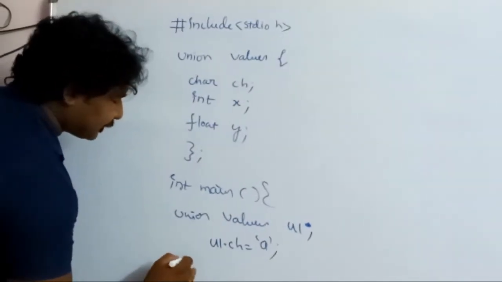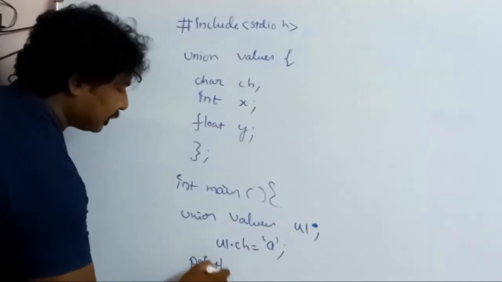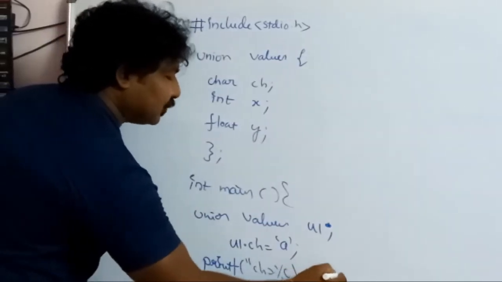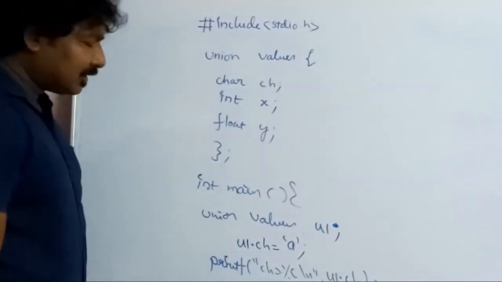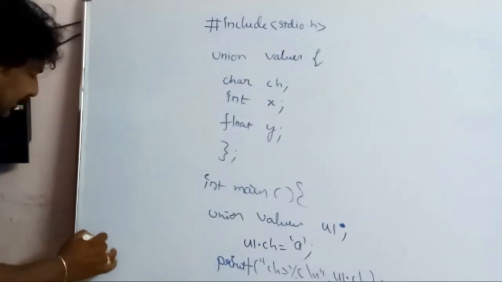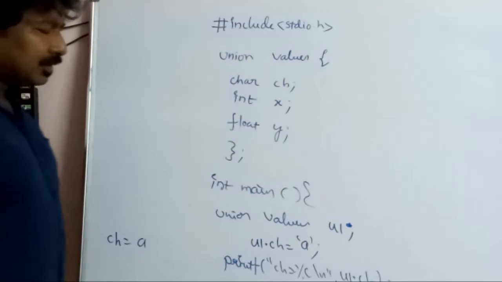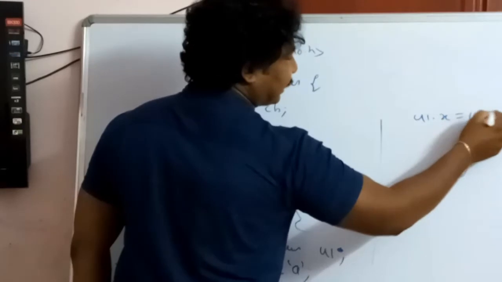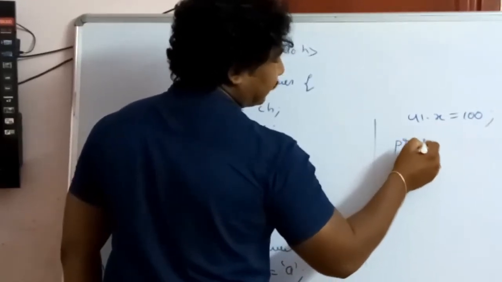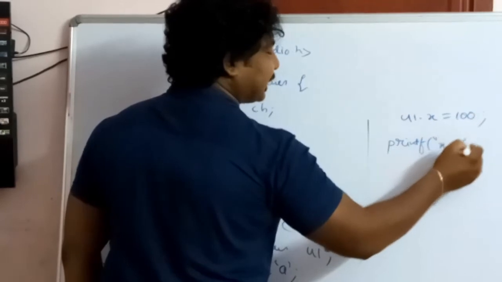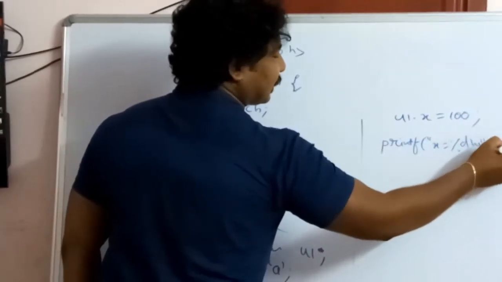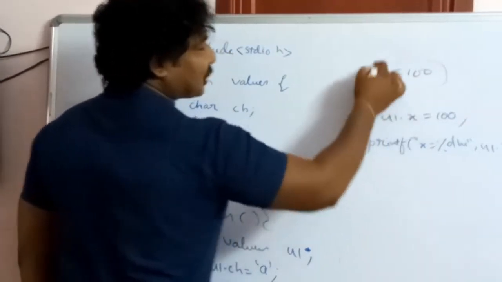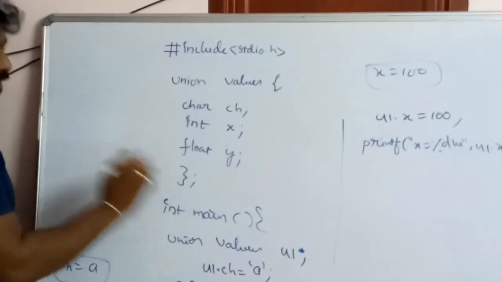If you print this, printf("ch is equal to %c\n", u1.ch), the output will be ch is equal to the letter A. Similarly, if I write u1.x is equal to 100, you can print it with printf("x is equal to %d\n", u1.x). This will print x equals to 100 on the screen.